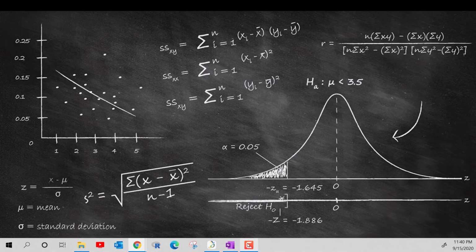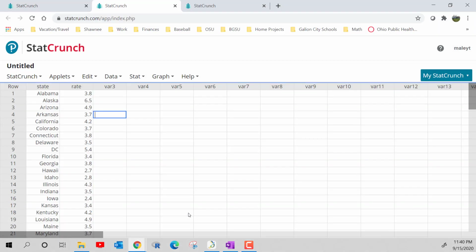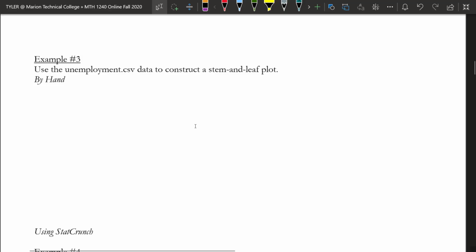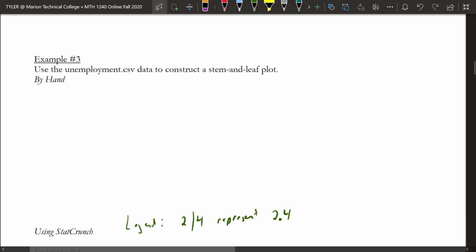So remember, the leaf in your stem and leaf is always going to be the rightmost value. So in this case, this 8 is going to be the leaf, and the rest of it is the stem. So when we make a legend for this, we're going to want 2|4 to represent 2.4. This doesn't mean 24, it means 2.4. That's why it's important to build a legend, so that you know how to interpret those values.